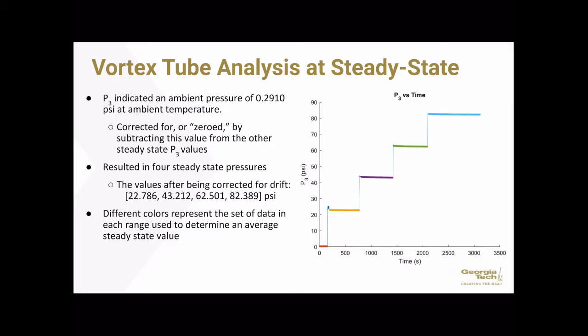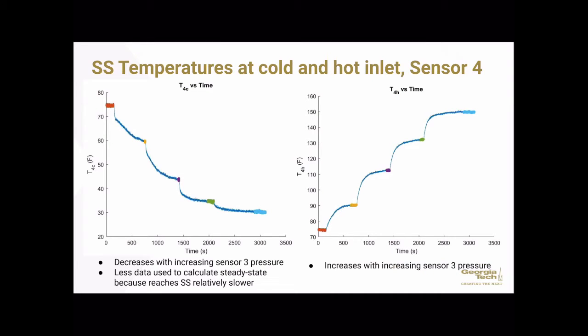Not similar to that, for the steady state temperatures at the cold and hot inlet at sensor 4, we actually had very little data to work with because it converged very last minute to its steady state temperatures, and it can be seen that the trend with the sensor 3 pressure is that at the cold outlet, the temperature would decrease with increasing pressure, and for the hot, it would increase with increasing pressure.